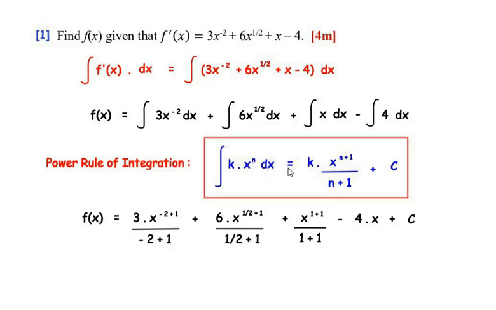This will be equal to, now we are going to write the constant as it is, that is k times, now the power of x increases by 1, that is x to the power of n plus 1, over, now the same power we are going to write in the denominator, giving us x to the power of n plus 1 over n plus 1 plus constant of integration.